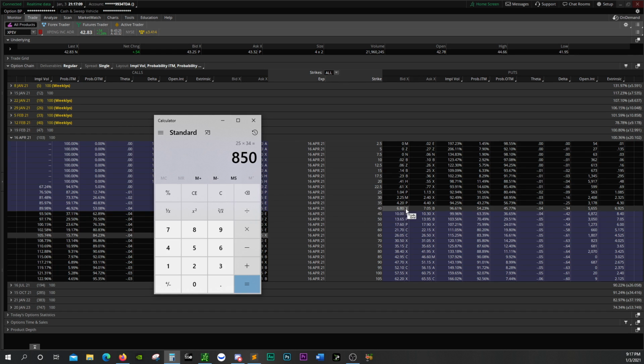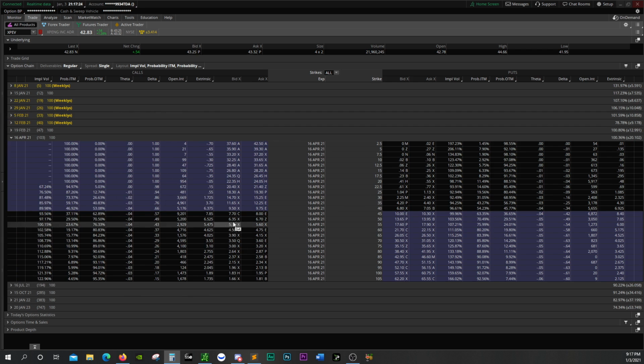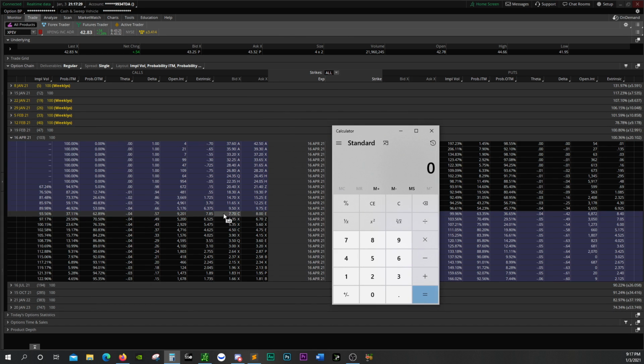Actually, this isn't enough premium for me. So I should be getting 850. Based off of the delta and the spread, I should be getting 850 for this, not 680. So this actually isn't a good price for me, right? But it may be a good price for buyers, right? So let's look on this side.